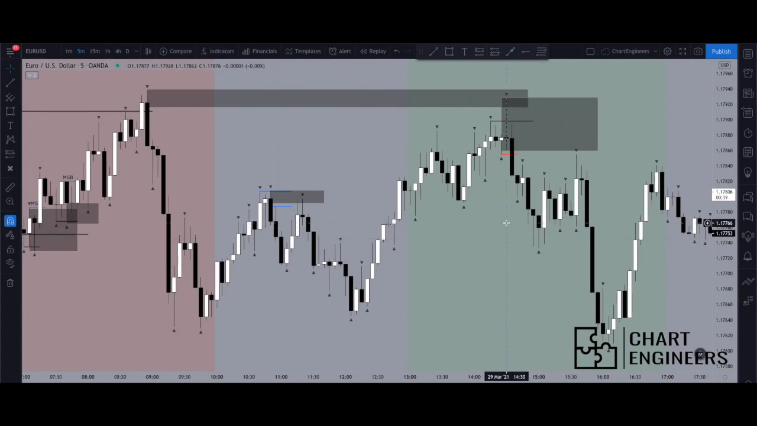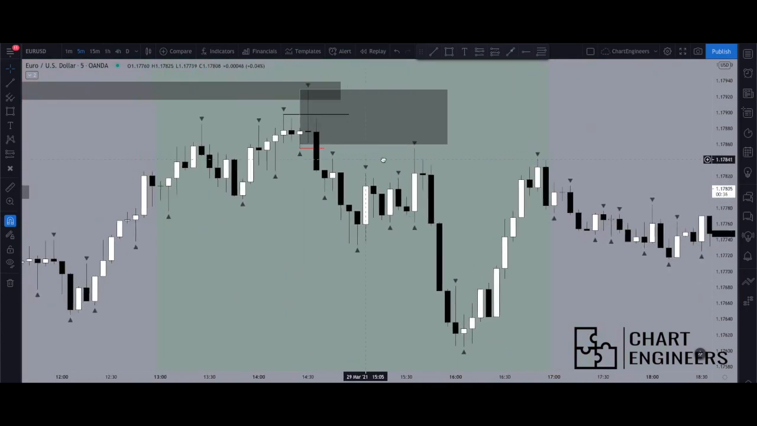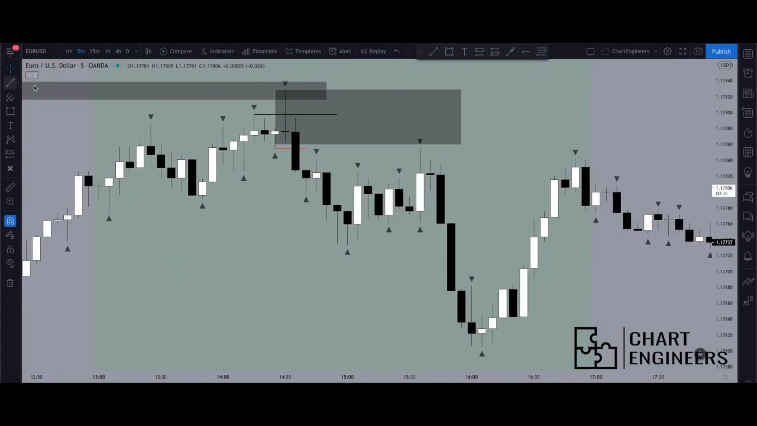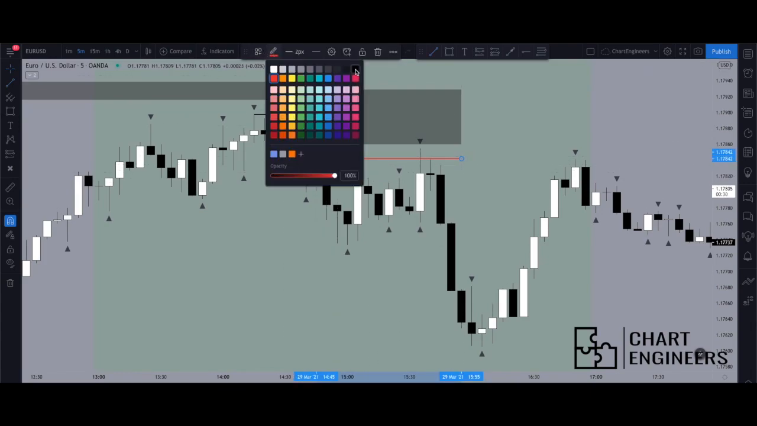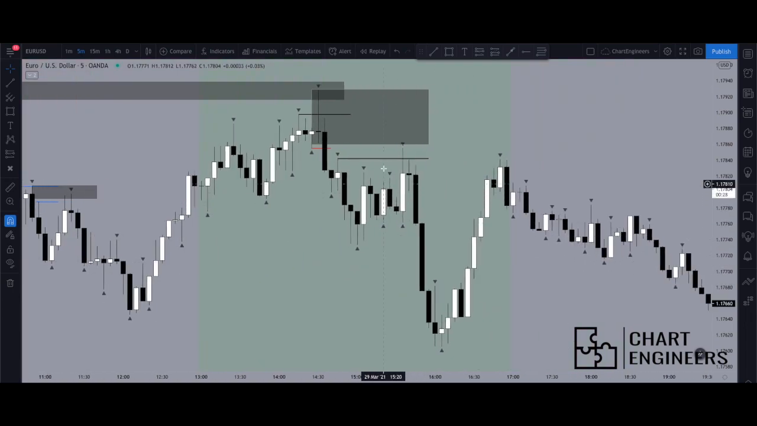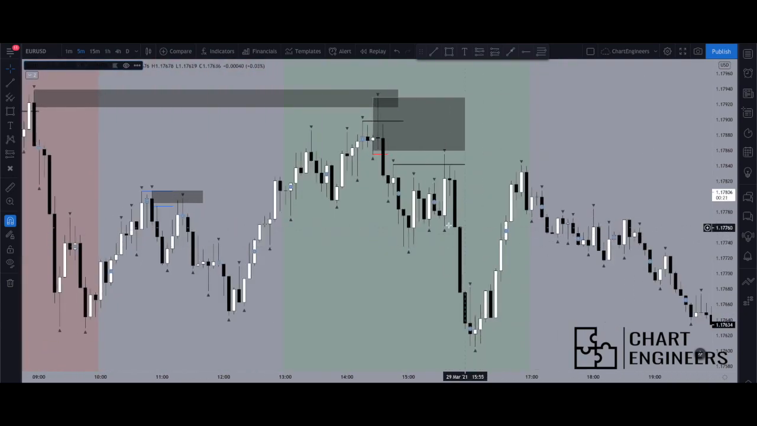But then you just wanna keep marking out your M5 raids. So we've got another one over here. Yeah, so we've got one here, then we've got no more until the next day. So we'll just mark out if we actually get an entry over here.